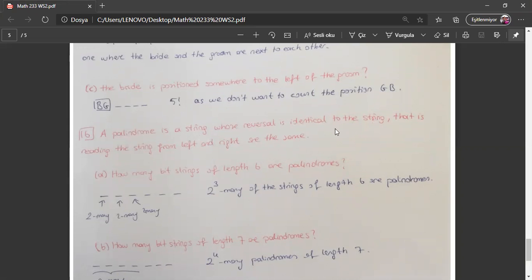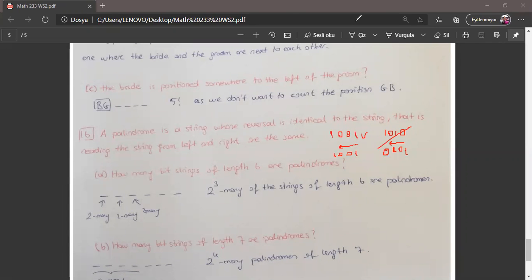Now you need to read the definition. A palindrome is a string whose reversal is identical to the string. What does it say? Actually, for example, 1, 0, 0, 1. So here we have 1, 0, 0, 1, and its reverse again is 1, 0, 0, 1. The same as the previous one. What about this? Its reverse is 0, 1, 0, 1. So this is not a palindrome, but this is, okay?